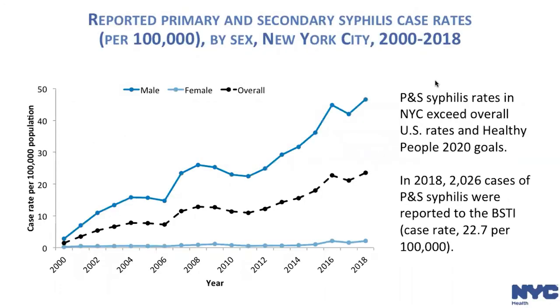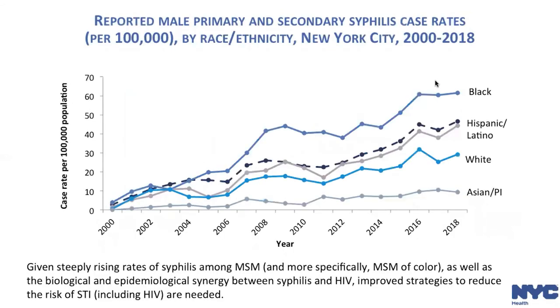This graph shows increases in primary and secondary syphilis case rates in New York City over time. P&S syphilis rates in 2018 exceeded overall U.S. rates and Healthy People 2020 goals. The approximately 2,000 reported cases that year were overwhelmingly among men, and the vast majority of these patients reported sex with men. We have persistent racial and ethnic disparities with regard to reported male P&S syphilis cases, with Black and Latino men having substantially higher rates compared to other race and ethnicity groups. Given steeply rising rates of syphilis among MSM, and more specifically MSM of color, as well as the biological and epidemiological synergy between syphilis and HIV, improved strategies to reduce the risk of STI are needed.